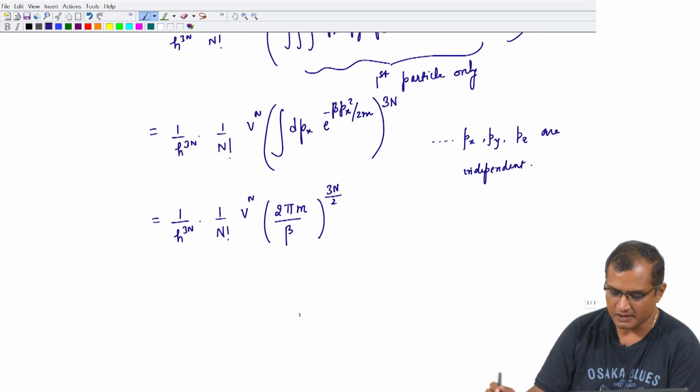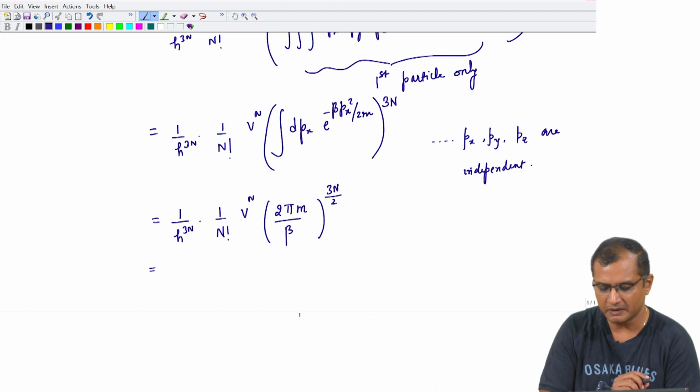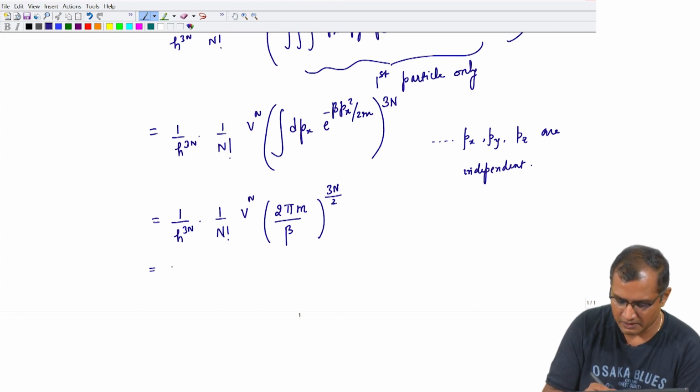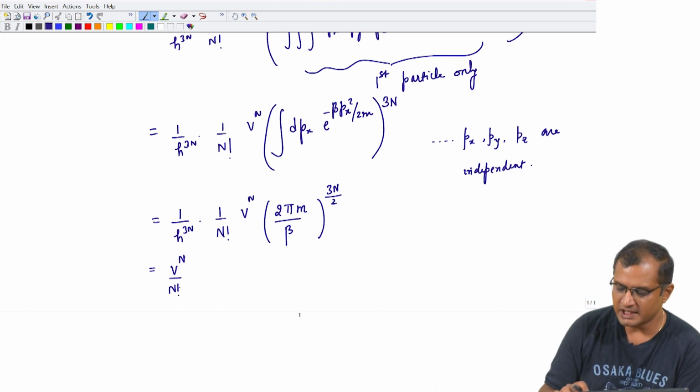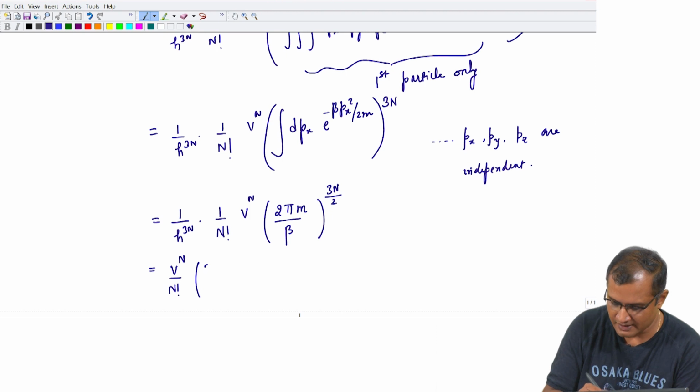So, this is the canonical partition function, and let us just simplify it a little bit. What I can do is write this V raised to n upon n factorial and take the h inside this parenthesis. So, I can write this as 2 pi m upon beta h square raised to 3n by 2.